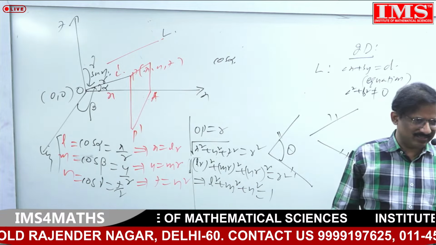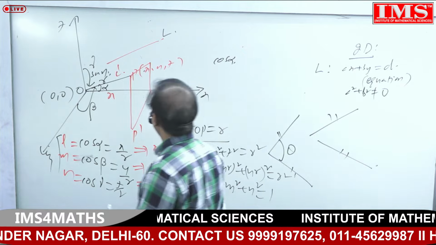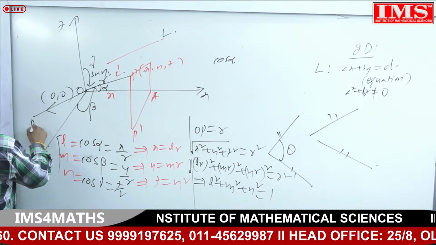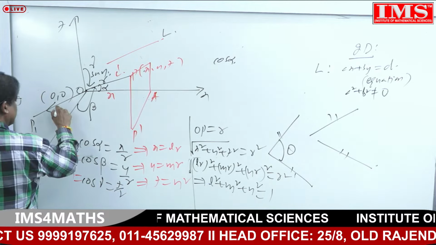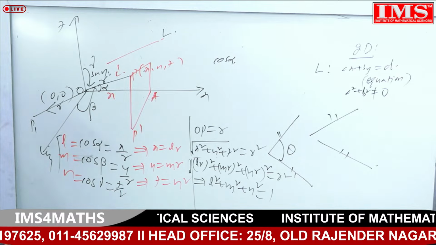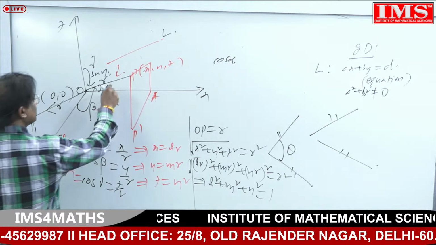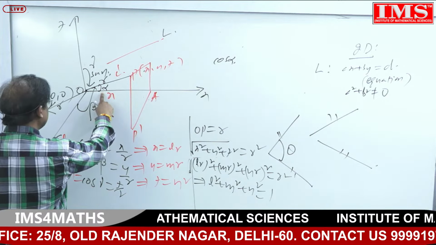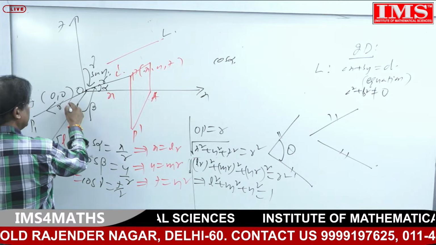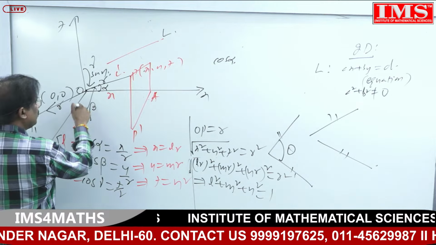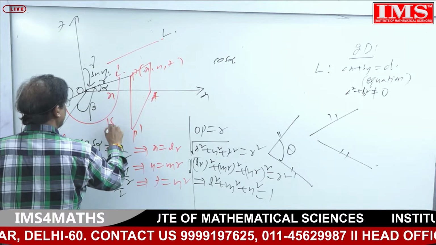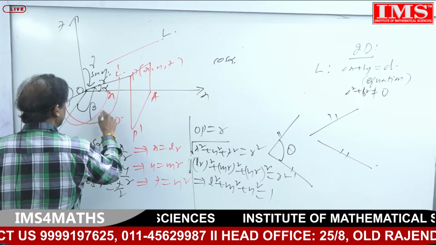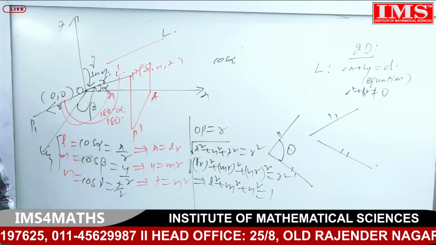Okay, next point. When I extend this L dash line in the opposite direction, I can get some point P1. What is this length? Same. But now you can observe that this line OP makes an angle alpha with the positive direction of the x-axis, but this OP1 to the x-axis, how much angle can you have? 180 minus alpha. Can you agree or not? Tell me very quick.